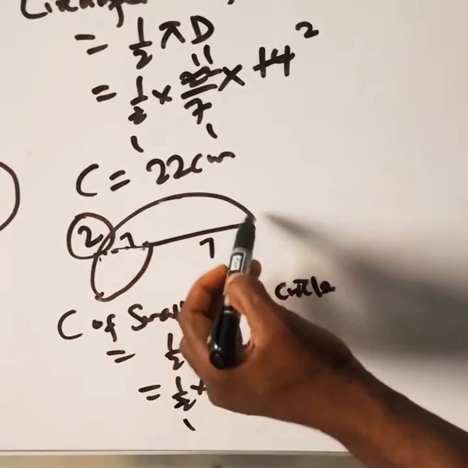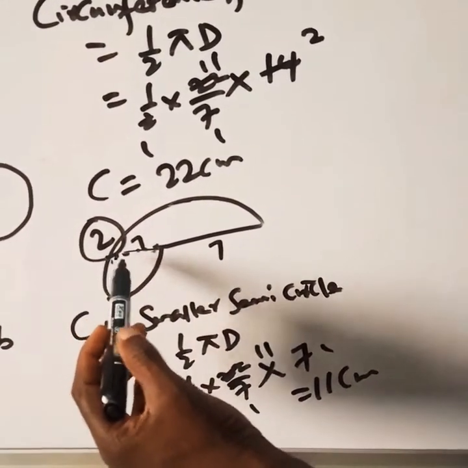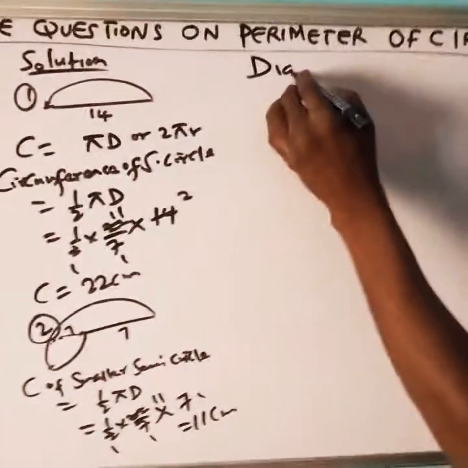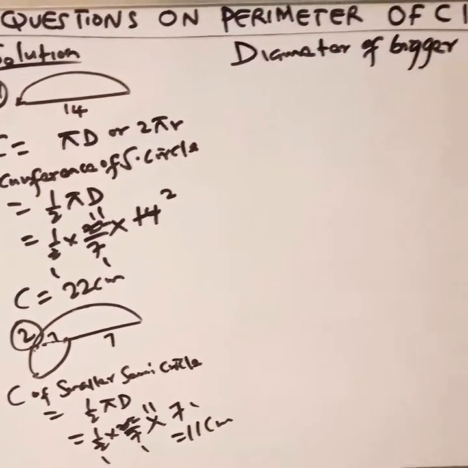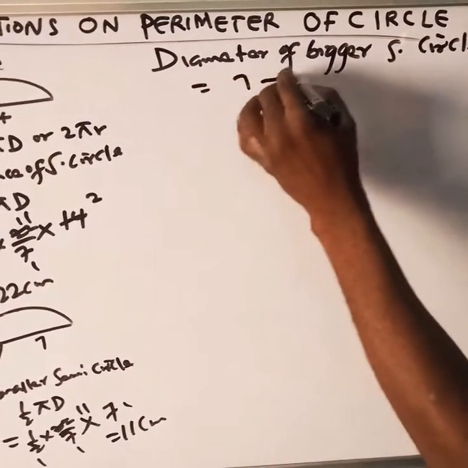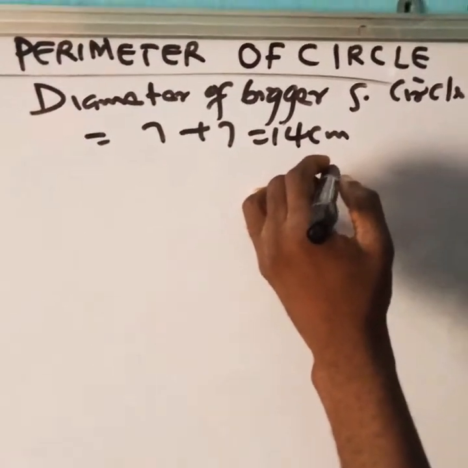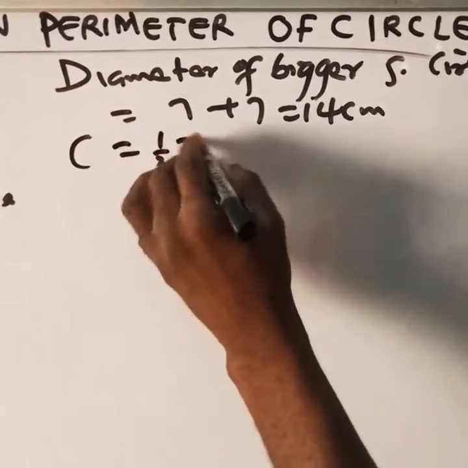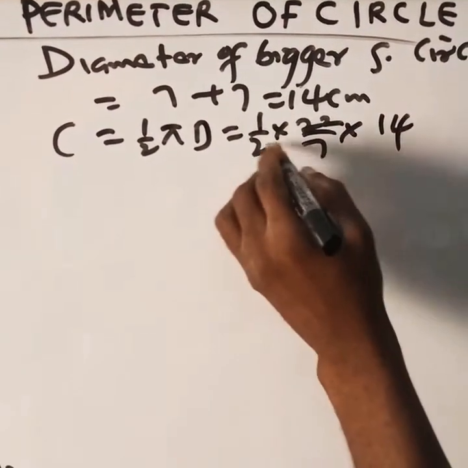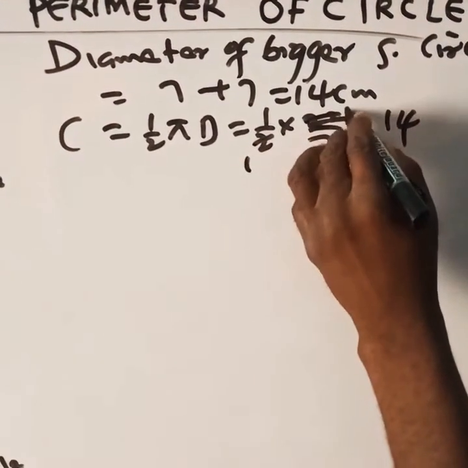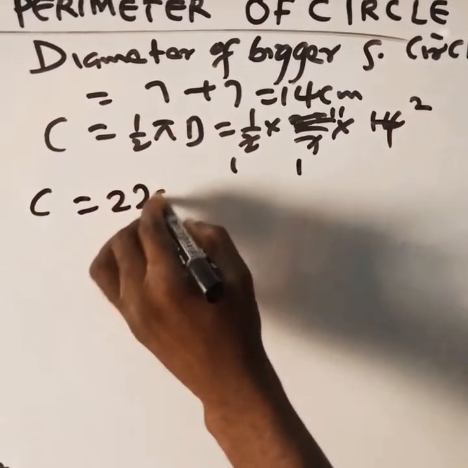Now for the bigger semicircle, the diameter will be 7 plus 7. That is 14 centimeters, because the diameter is 2 times the radius. So the circumference will be half pi d, that is half times 22/7 times the diameter, 14. That gives 11 times 2, that's 22 centimeters.